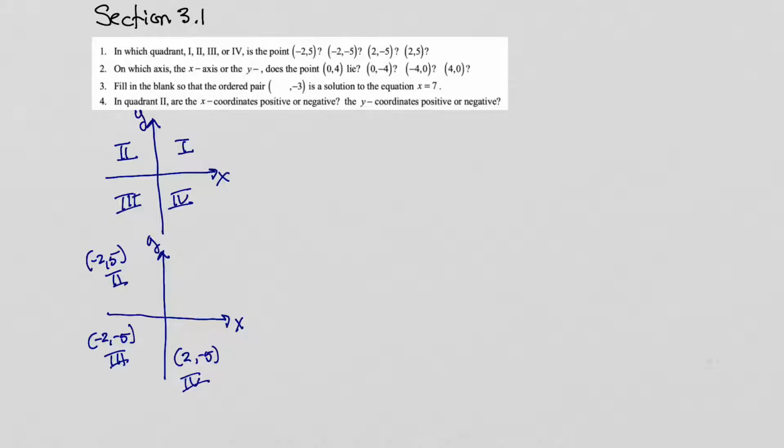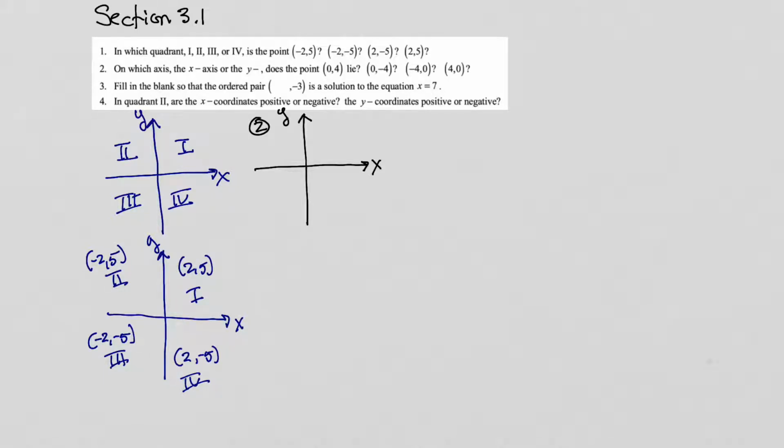And then finally 2 and 5, right? 2 and 5 is going to be to the right 2, +2 to the right. +5 is up. So 2, 5 is going to be here in quadrant 1.